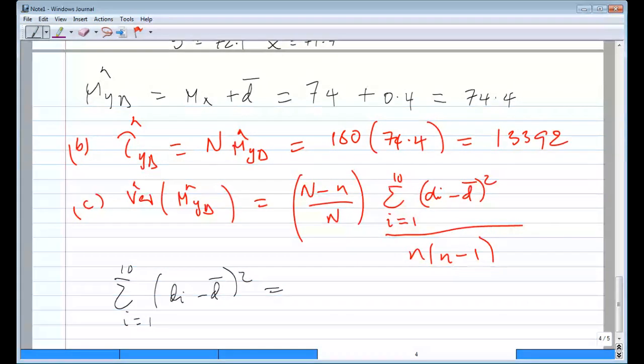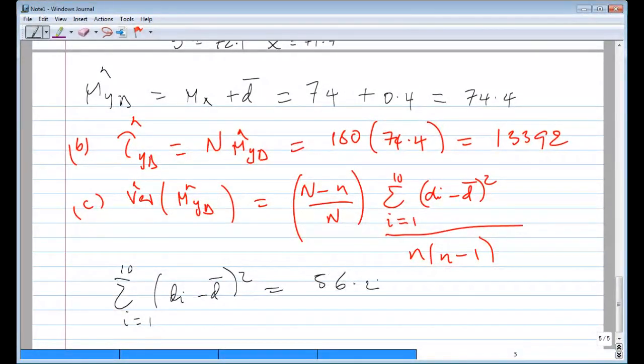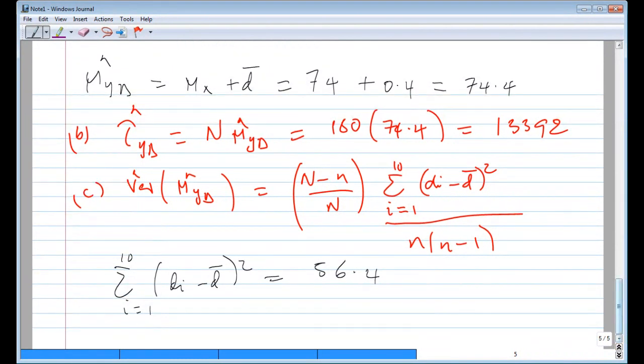56.4. You're done. Oh, you're quick. 56.4. That is the sum. The rest is simple. Let's go and substitute.